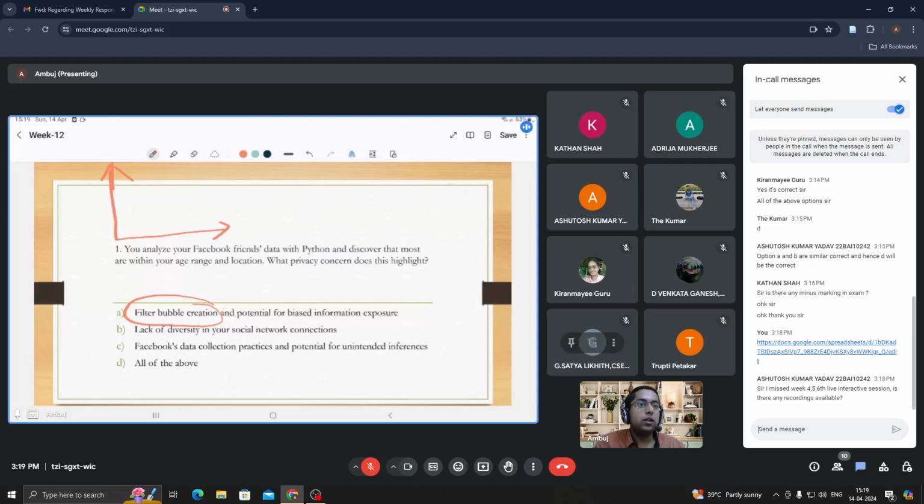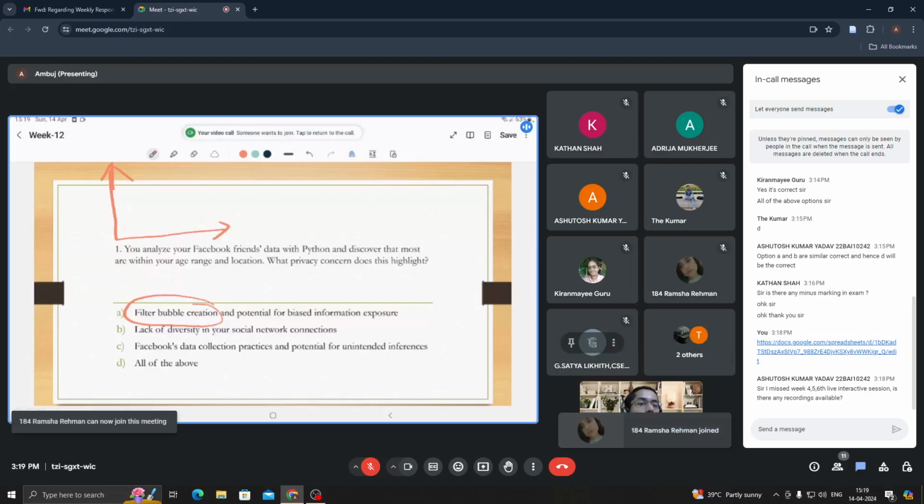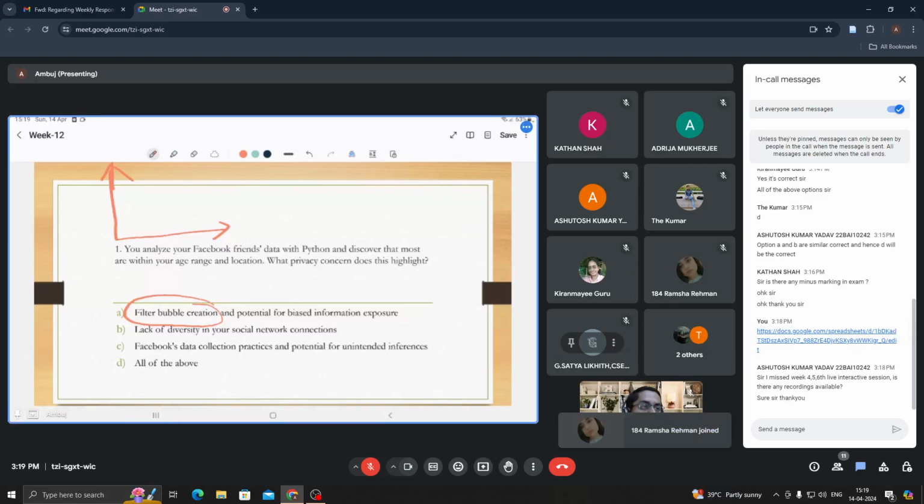You will get a lot of insights on how to solve the questions. I know that the content you can see from anywhere, but the approach of solving a question is important. How do we approach a particular question, that is what is taught in this live interactive session. Yeah, so let me jump into the filter bubble creation.